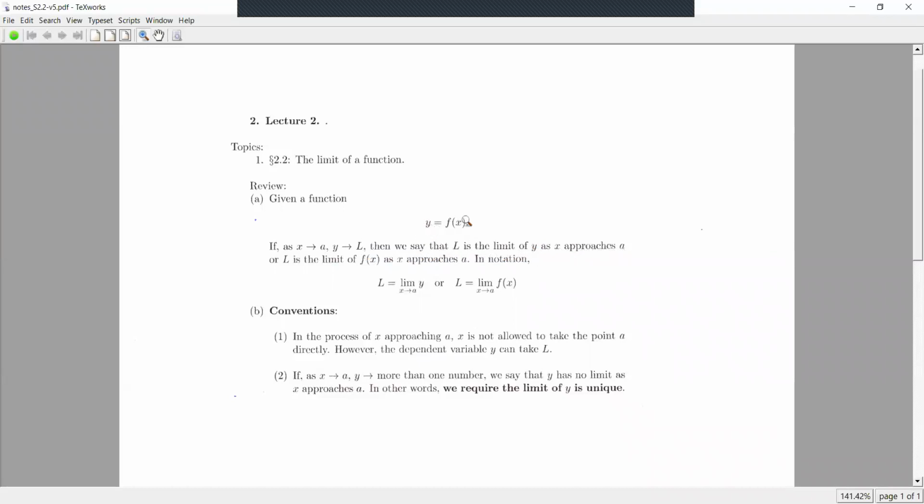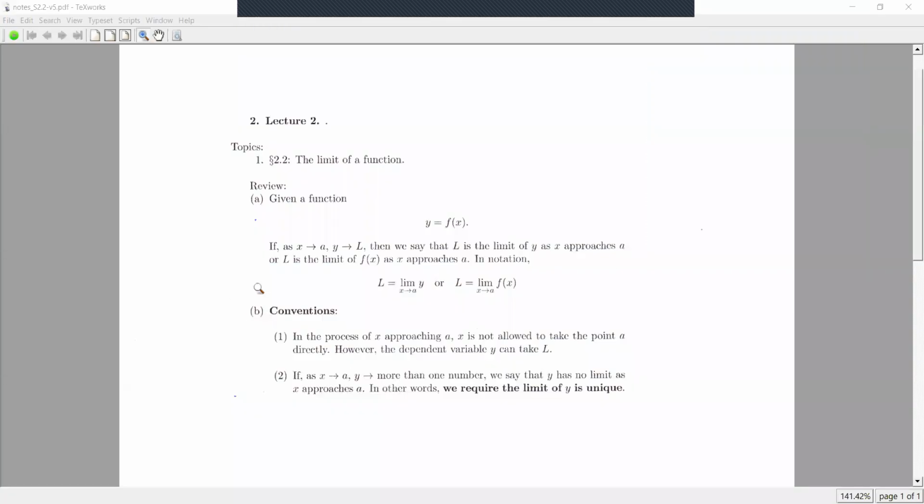Because y is equal to f of x, we also say that L is the limit of the function f of x as x approaches A. In notation, we write L is the limit of y as x approaches A, or L is the limit of the function f as x approaches A.